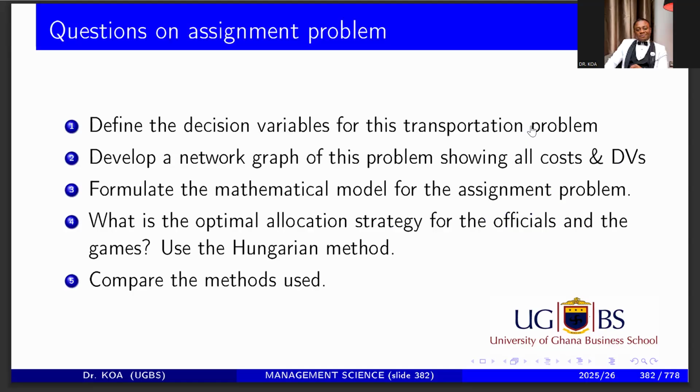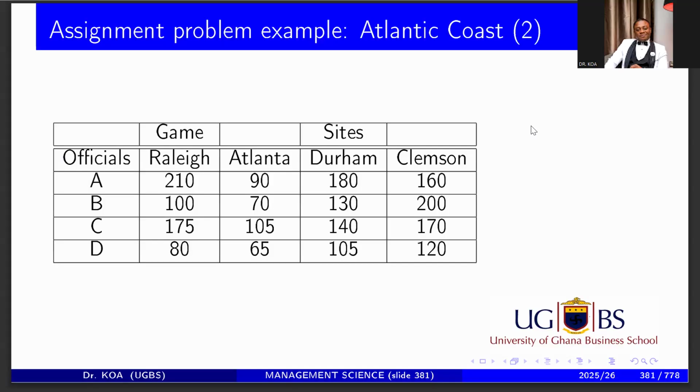So how do you do the assignment? Well, first, we are going to define the decision variables for this transportation problem. It's actually an assignment problem, because note, we said that an assignment problem is a transportation problem where every constraint equals 1. So we are going to define the decision variables and develop the graph. Now, looking at this, how many constraints are we going to have?